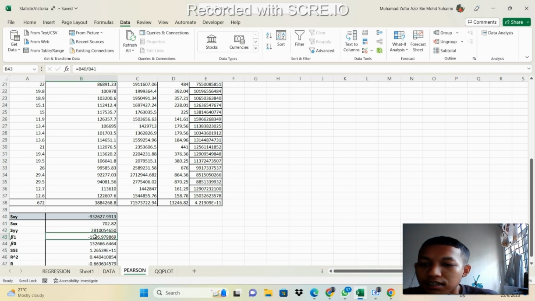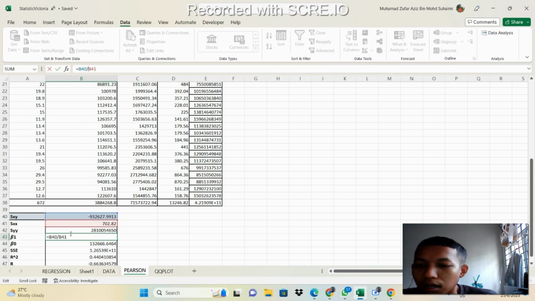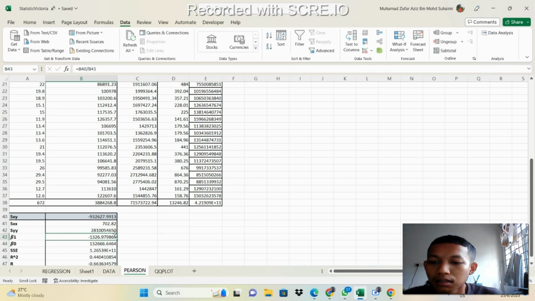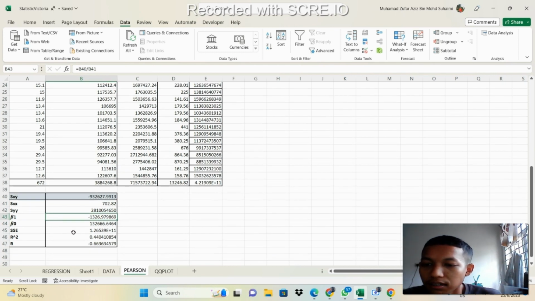You can see it. This one is just the SXY divided by SXX in order to get the beta 1. This one is the beta naught. You can see it. And then just a simple formula.